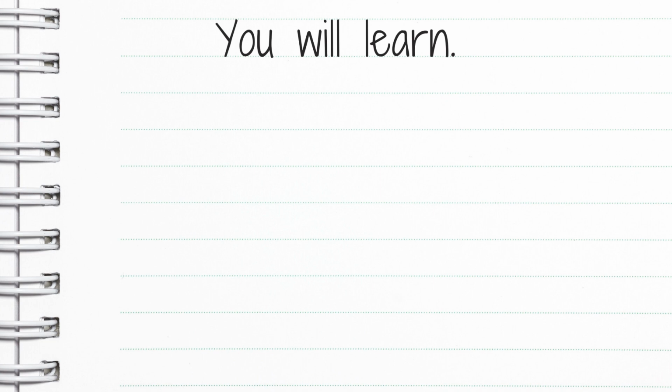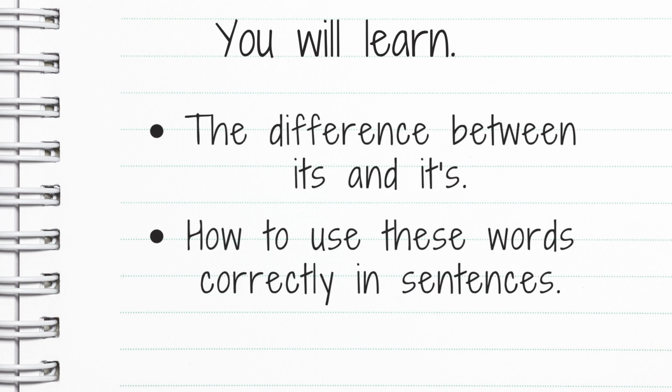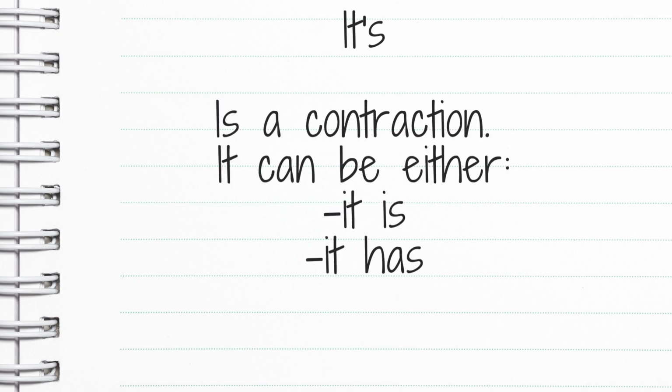So, you will learn the difference between it's and its, and how to use these words correctly in sentences. These words are so commonly misspelt. Even sometimes I have to pause to think and go, oh no, wait, it's this it's instead of that its. So very commonly misspelled, these two words. So hopefully this video will help you not to misspell them. So let's look at IT apostrophe S.